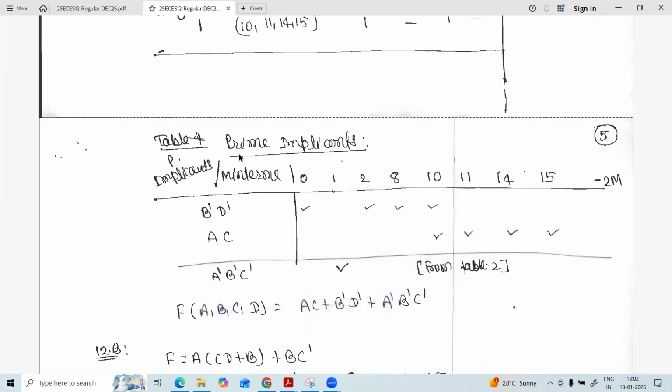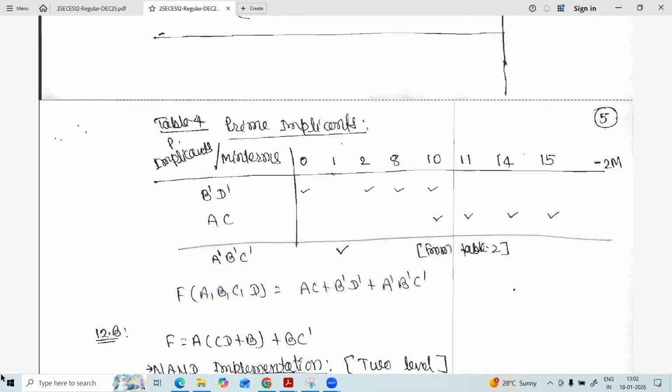In the prime implicants table, we are going to verify whether all minterms are covered or not. Like by using B'D', where we have 0, that is written as the complement, and where we have 1, that is written without complement. On the basis of this, we are marking which minterms are covered by these implicants. Again for AC. Finally, you see that this one is not covered by any of these two.